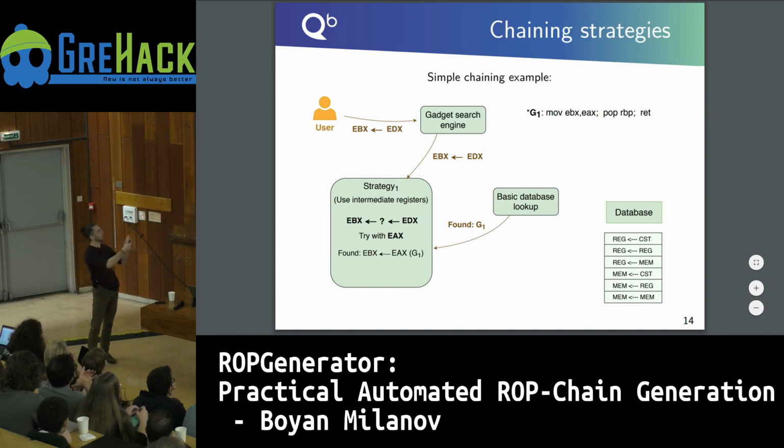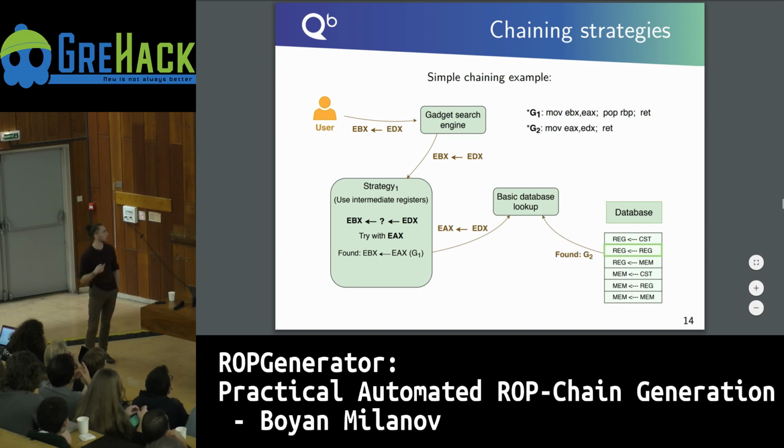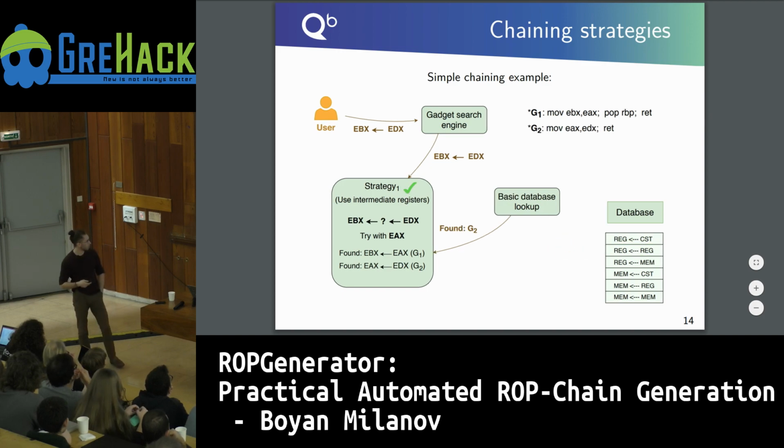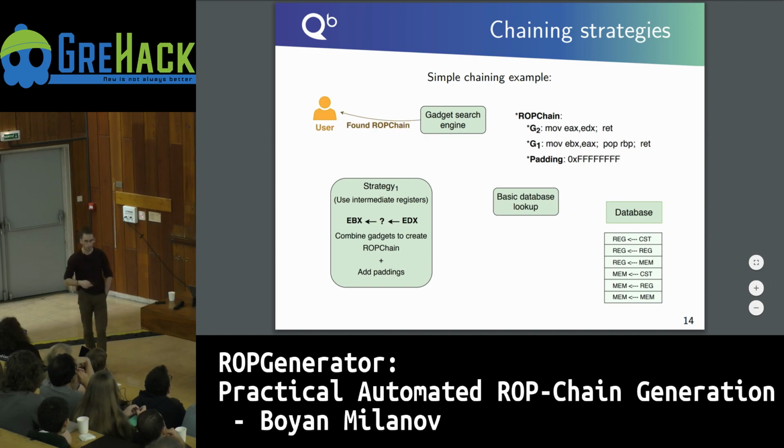And now we have one part like, okay, EAX into EBX, but first we want EDX into EAX. So again, we do a query to the basic lookup method. We query the database. We get a matching gadget. We return it to the strategy function. Then you have everything you need to build the ROP chain that can put EDX into EBX. So you just reorder the gadgets. If you need to add some paddings because you have some side effects from pop instructions, things like that, you add it. And then you just return the ROP chain to the user.